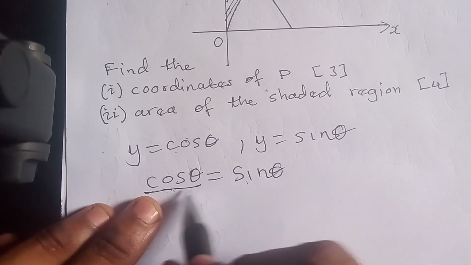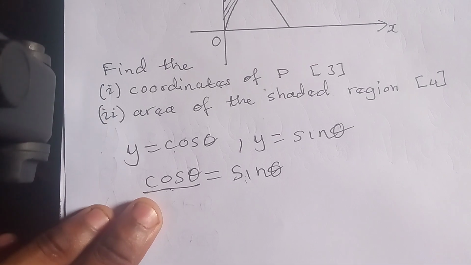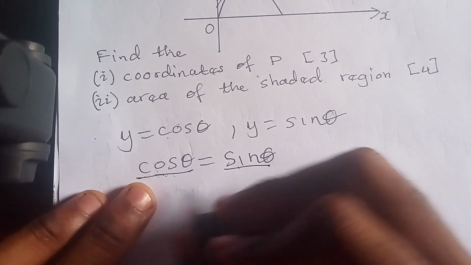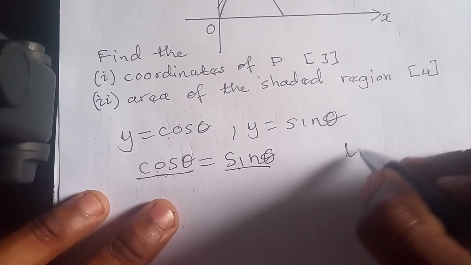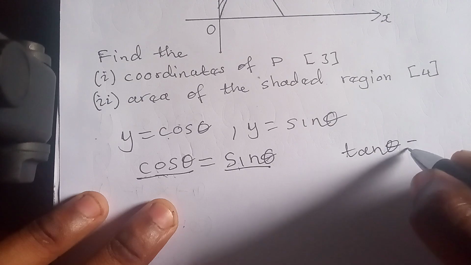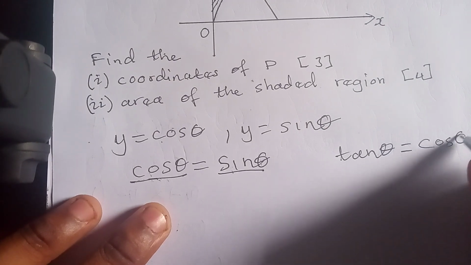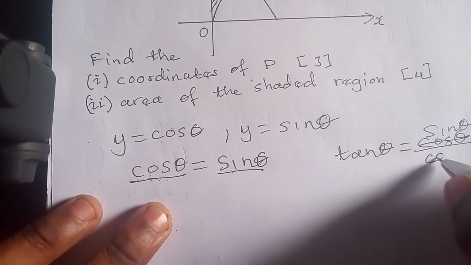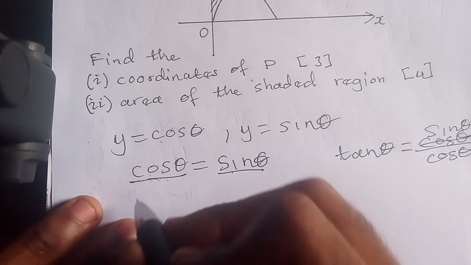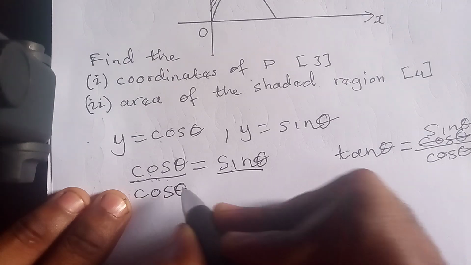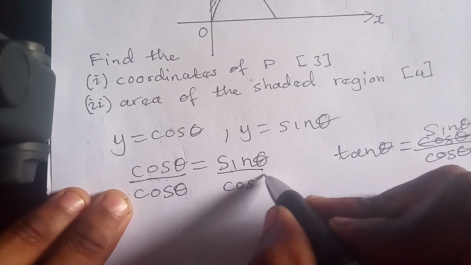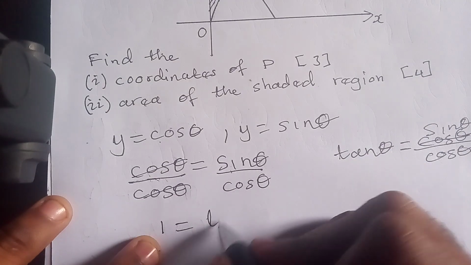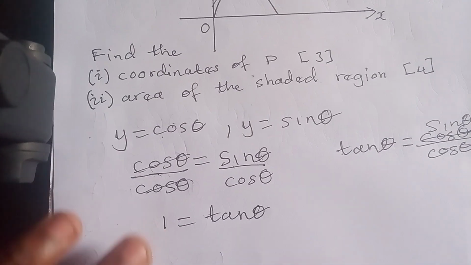Remember that when you have something like this, there is nothing you can do since you have unlike terms. So you want to make the terms alike by taking advantage of the fact that tan theta is equal to sine theta over cos theta. So if I can just divide both sides by cos theta, then I'll have a tan theta this side.